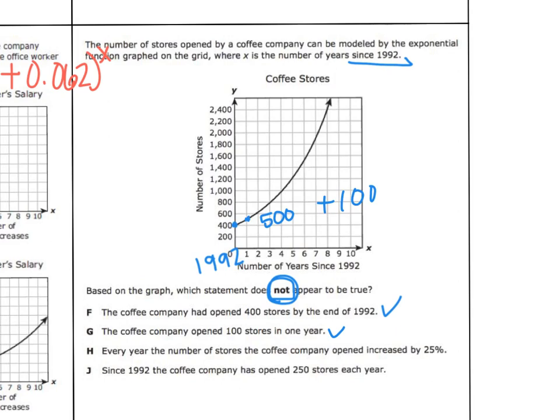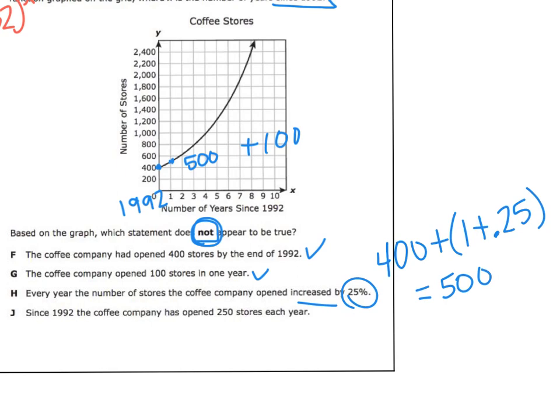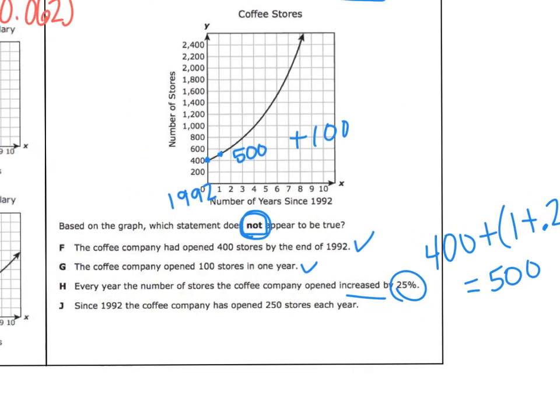Letter H, every year the number of stores the coffee company opened increased by 25%. If we take our original amount, 400, and we add the 25%, that's 0.25, we can see what that number comes out to, which is 500. That's the amount we got, so that answer appears to also be true.